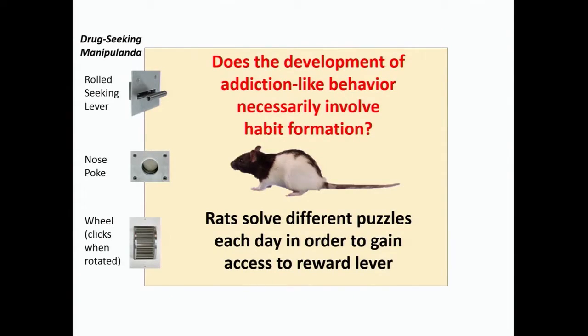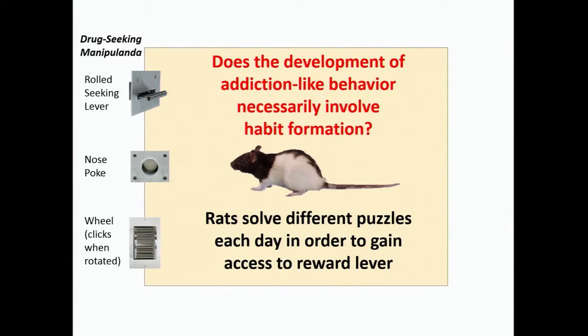So here is the setup that we'll be using. So the rats, as I said, are going to be solving puzzles every day to obtain the drug. And so here's our little rat, and the puzzle is what they referred to are these three manipulanda that I call them. So there's this fancy-looking rolled seeking lever, has a little lip on it. There's a nose poke. Again, remember, rats and rodents like to poke their nose into things. And then there's this wheel. This wheel clicks when the rats spin it.